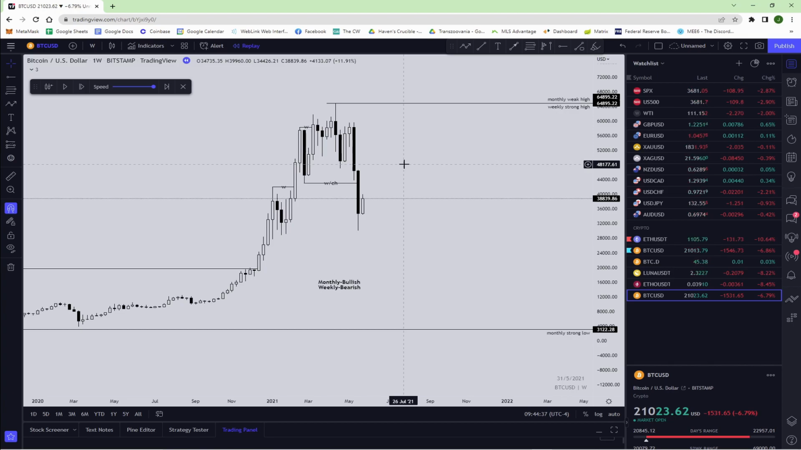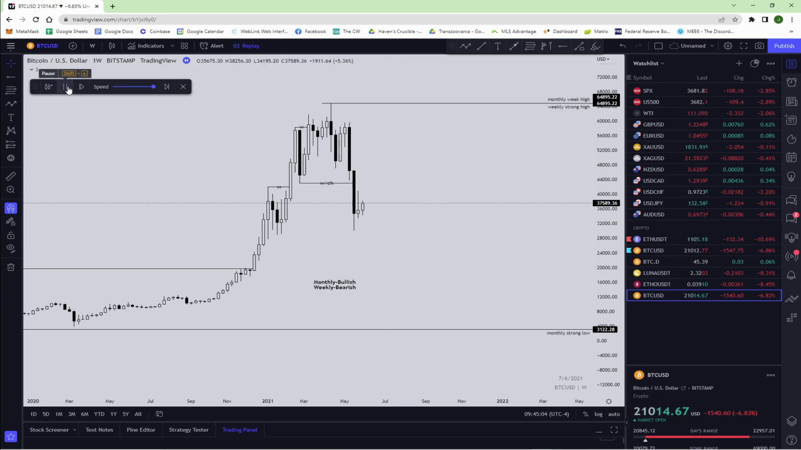This is where it gets a little tricky, because we don't know what's going to hold. We don't know if the weak high is going to hold for the monthly chart. We don't know if the strong high is going to hold for the weekly chart. So in reality, what you need to do is watch it develop and see what happens. So that's what we're going to do. We're going to let it play out.